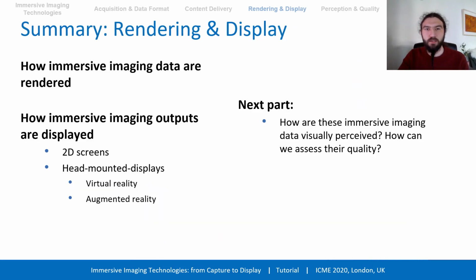In summary, in this part, we've discussed how immersive imaging data are rendered and how immersive imaging outputs are displayed using either 2D screens or head-mounted displays. In the next part, we will cover visual perception of these immersive imaging data and the quality assessment topics.